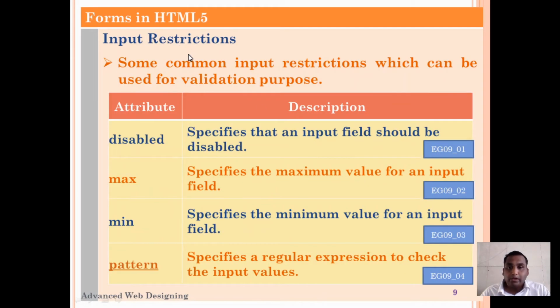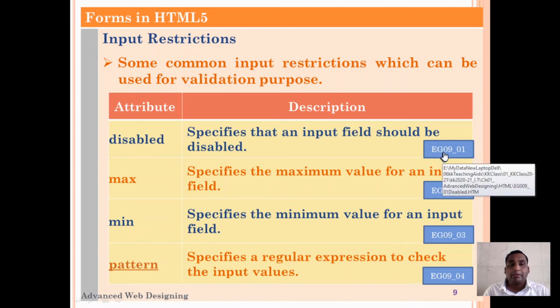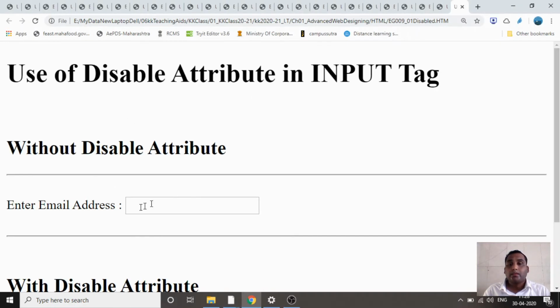Then let us understand some input restrictions, some common input restrictions which can be used for validation purposes. The input tag has attributes which work as restrictions and validations. Let us see all those. The attribute disabled specifies that the input field should be disabled. That means you are not allowed to type anything in there. The text box will be displayed, but you are not able to type. Let us see an output. You see, now this is a text box which is not disabled. If it is not disabled, I am allowed to type.